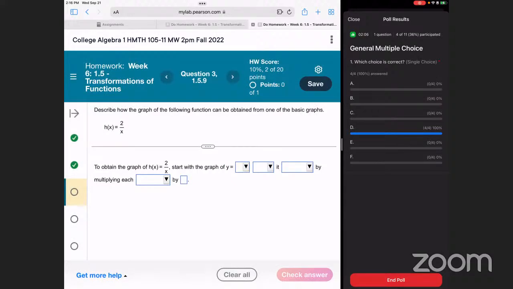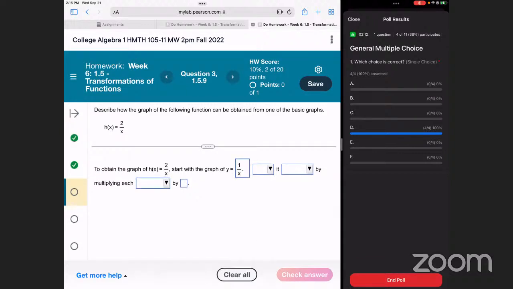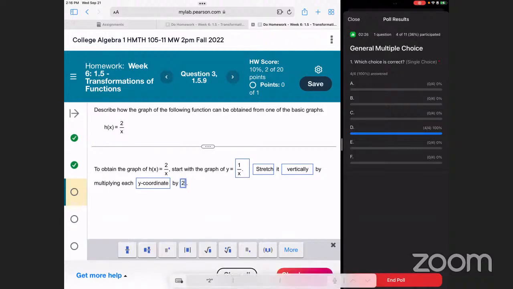Describe, okay, so I think this one is not multiple choice. To obtain the graph of this, start with the reciprocal function. So that's going to be 1 over x. And then now, if we multiply 1 over x times 2, that's going to cause a vertical stretch. So we're going to stretch it vertically by multiplying each y coordinate by 2. Awesome, you're still working. Okay, let's check that.